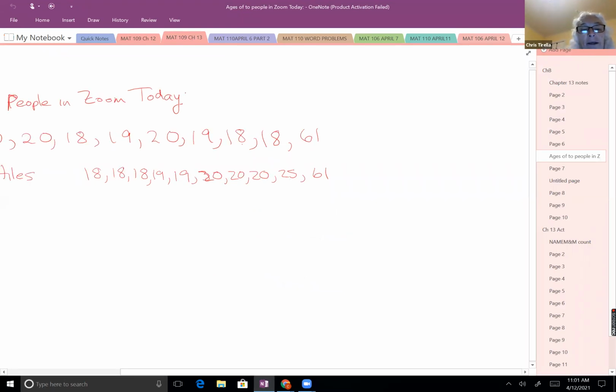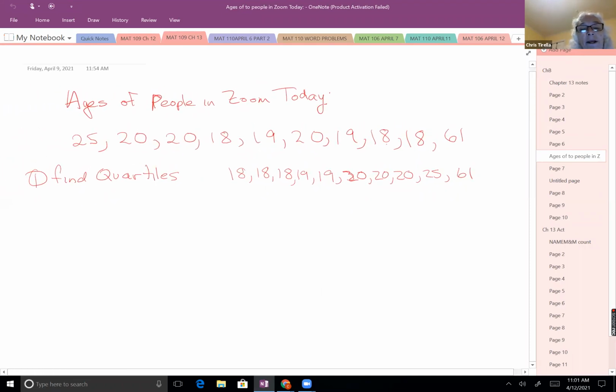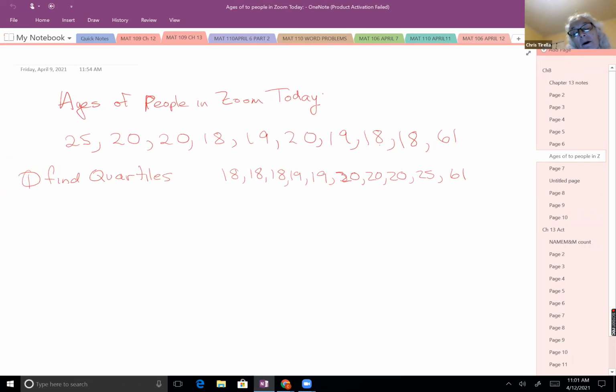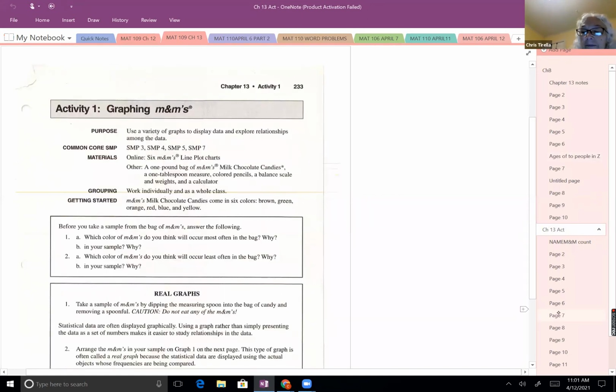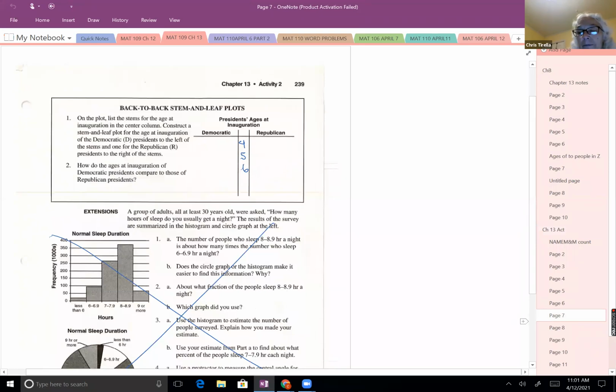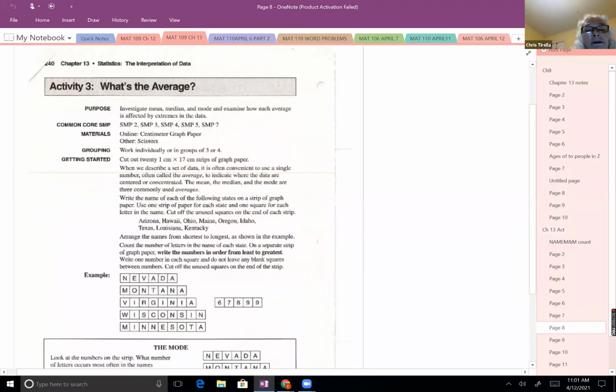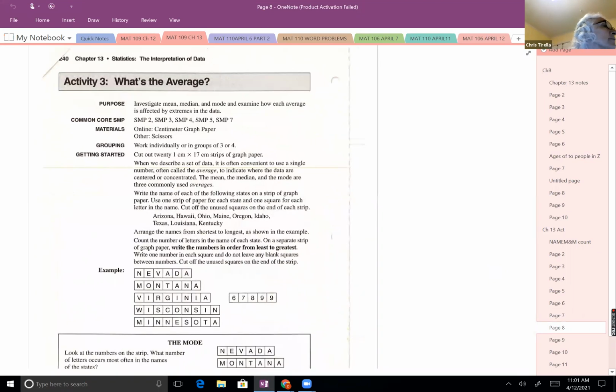When last we met, we had left off in trying to make a box plot of these values, which were the ages of people who were with us on Friday. Before we pick up there, though, somebody over the weekend emailed me a question about one of the activities, and I believe it was activity 3. I like activity 3 because I think it's a very tactile, hands-on way of dealing with the idea of finding mean, median, and mode.